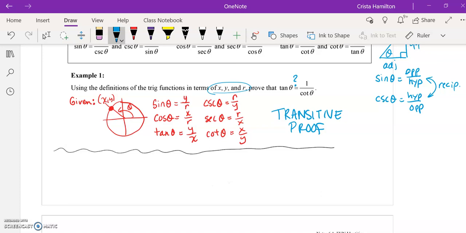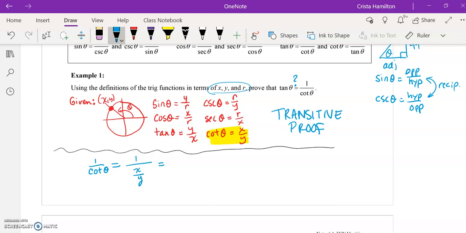So the first step in a transitive proof is usually to pick the more complicated side of this possible identity that we're trying to prove. So I'm going to pick 1 over cotangent theta because I think a fraction is more complicated. Then you start your identity proof by doing a substitution. It said use the definitions of the trig functions in terms of x, y, and r. So 1 over cotangent of theta would become, using this identity right here, cotangent of theta is x over y, so I'm going to substitute in x over y.